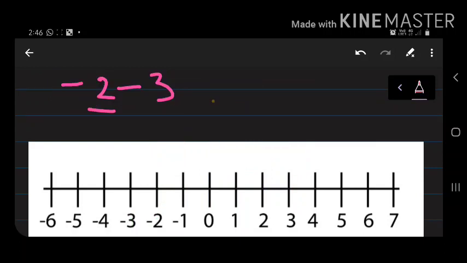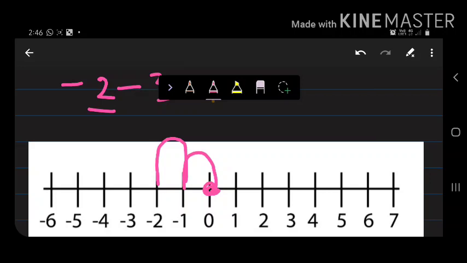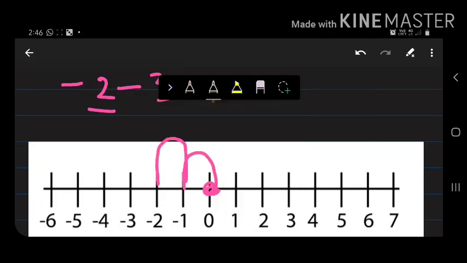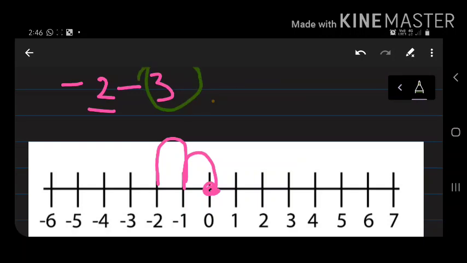Let's see the final case. Both the numbers here are negative. So let's start with the minus 2 first. From 0 move 2 steps to the left side. Again the second number is negative 3. Again we will move in the same direction, further 3 steps to the left side.